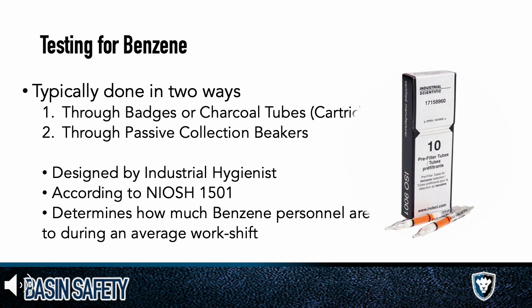When we test for benzene, it's typically done in two ways, through badges or charcoal tubes, or through passive collection beakers. Designed for industrial hygienists, it's according to NIOSH 1501, determines how much benzene personnel are exposed to during an average work shift.